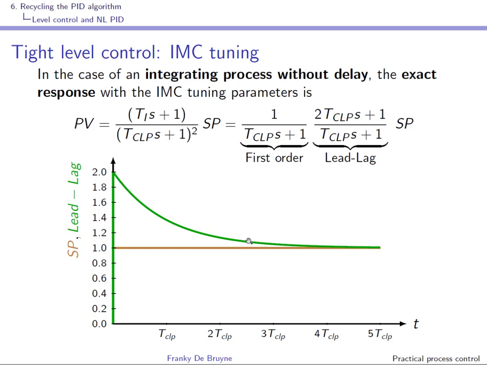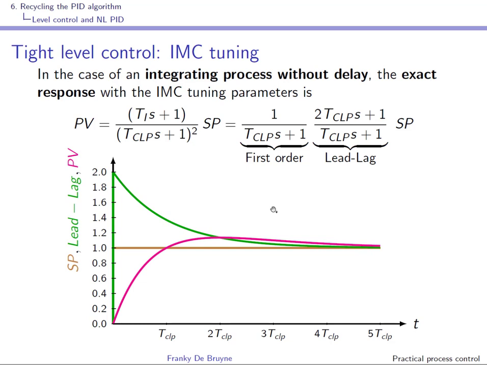Otherwise, you'll have to go back to the section on process behavior. As you can see at the origin here, we have the high frequency gain, which is 2. And when t evolves to infinity, so in steady state, we have the process gain of this part, which is 1. Now you have to imagine this response here in green going through a first order system with time constant TCLP, and you'll have a response of this type.